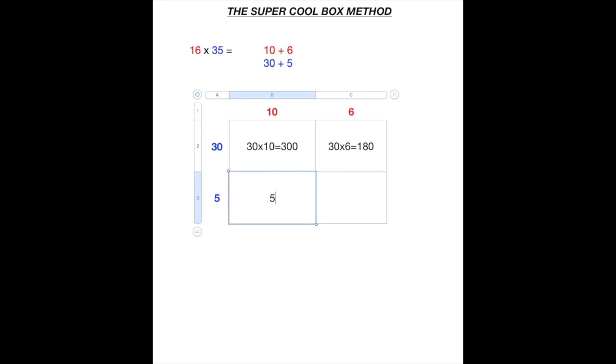Here we have 5 times 10 is equal to, well, that would be 50, even if I had to go 10, 20, 30, 40, 50. And last but not least, we have 6 times 5, and that, of course, is 30.